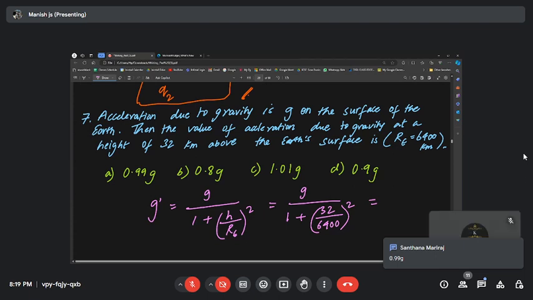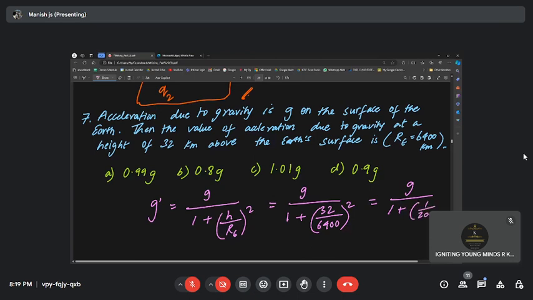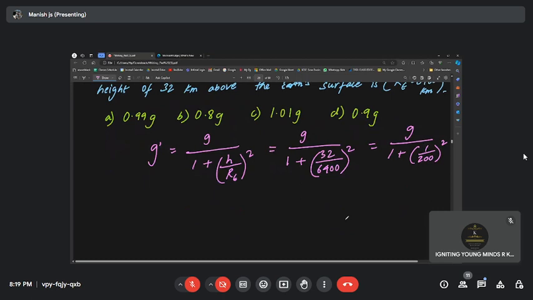I think it's getting cancelled now, children. So 32 times 200 is 6,400, if I'm not wrong. So you will get g upon 1 plus... Are you guys getting 1 upon 200, the whole square, right? Isn't it? So 1 upon 200, the whole square.